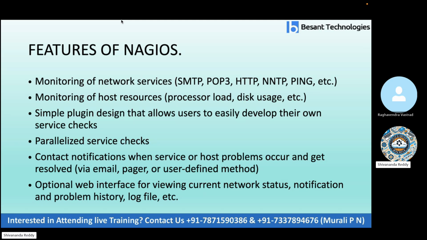That's parallel checks. And also we can configure the contact notifications, like whenever the alert wants to get sent. For example, if somebody sent a message, how you will receive it in WhatsApp, Telegram, and email. Same way, if something goes wrong, some server is down, some server is not reachable.